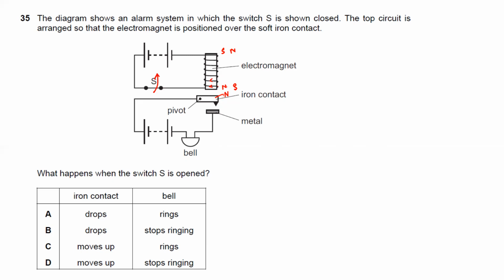What happens here? Initially there is a north pole here, and it introduces another, or magnetizes it. So the iron contact is held at this position because of this energized electromagnet. When it is de-energized, this iron contact falls and drops to the metal, and the bell starts ringing. So the answer A is the right choice we have over here.